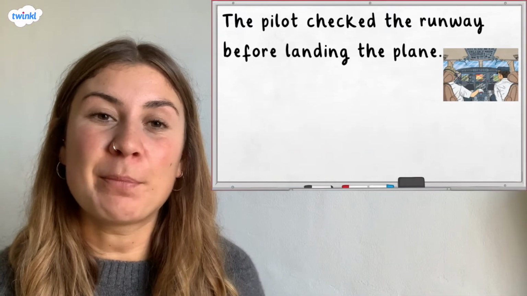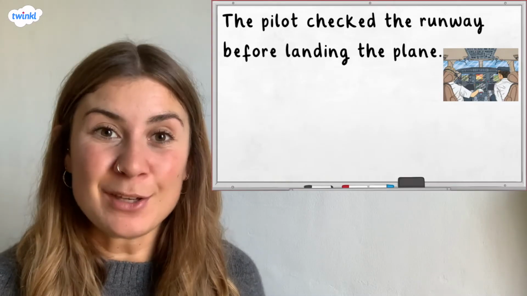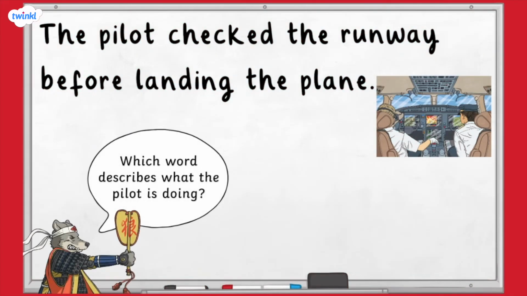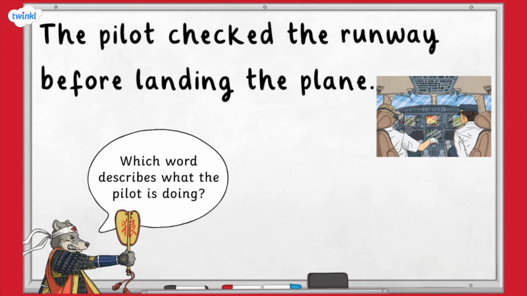Look at this sentence. The pilot checked the runway before landing the plane. There are two verbs in this sentence. Can you spot them? First, let's look for the word that describes what the pilot is doing. Did you find it? That's right, checked is a verb.